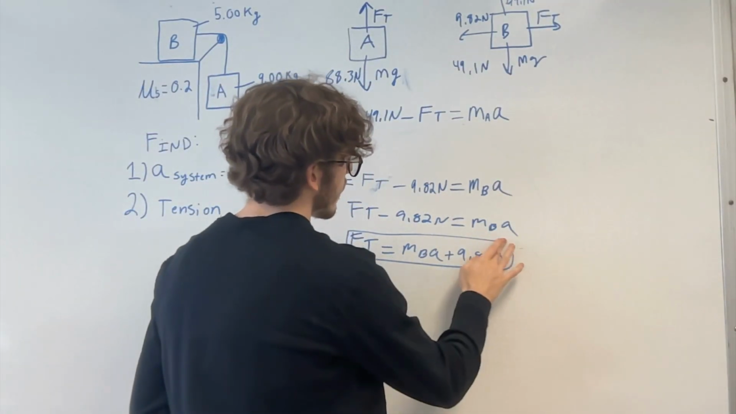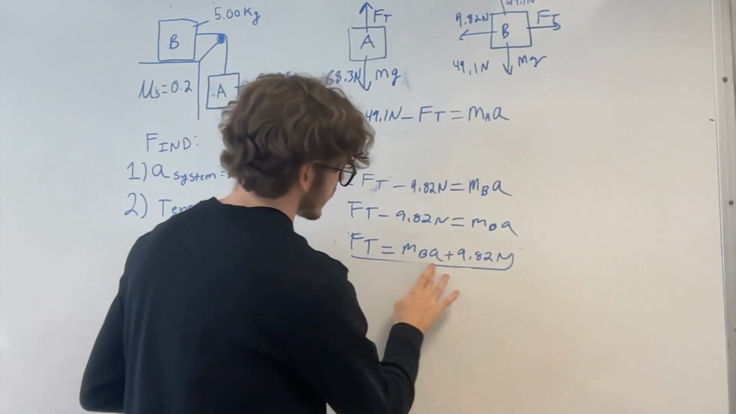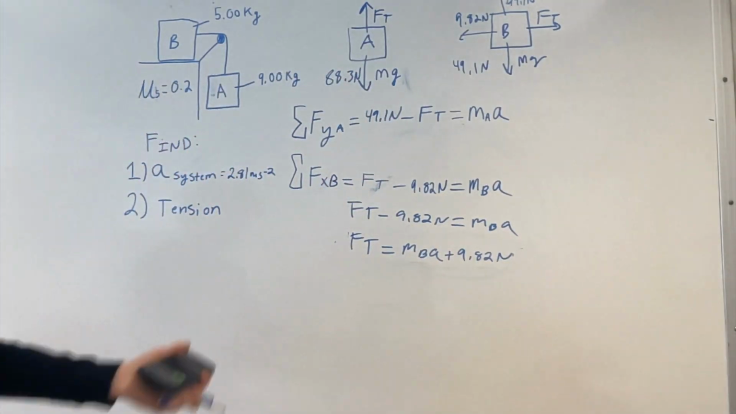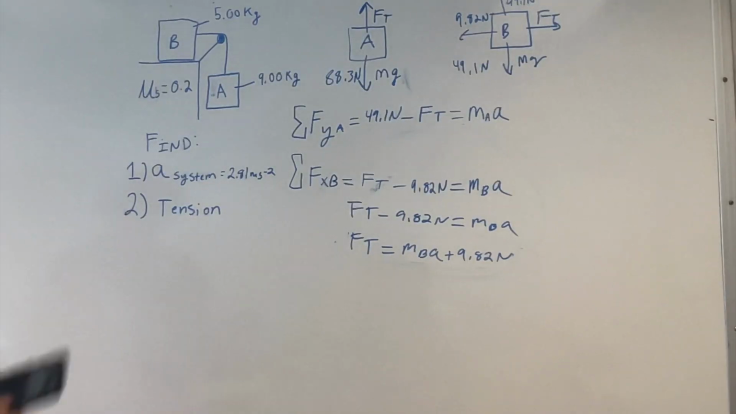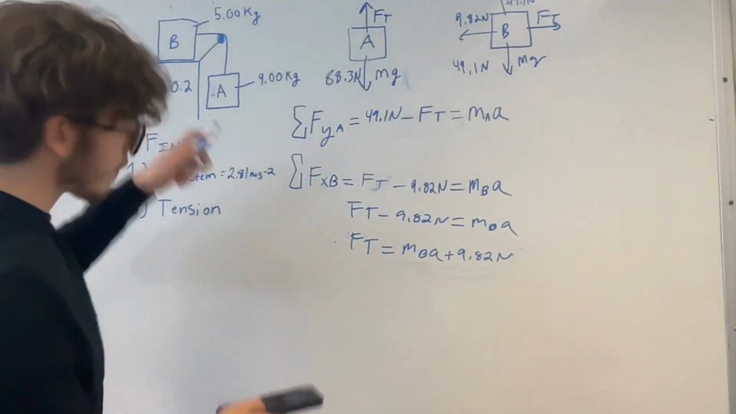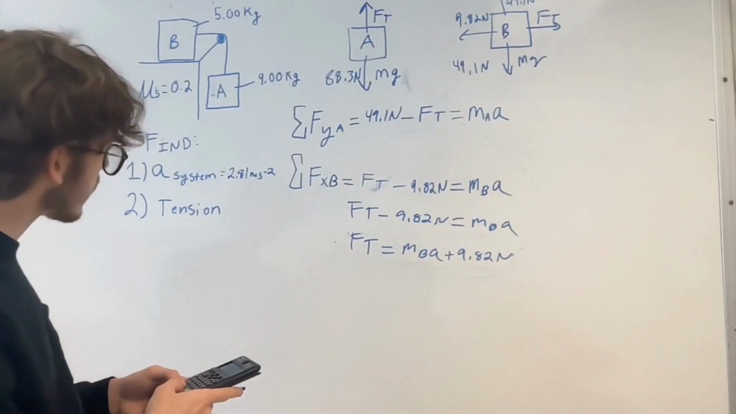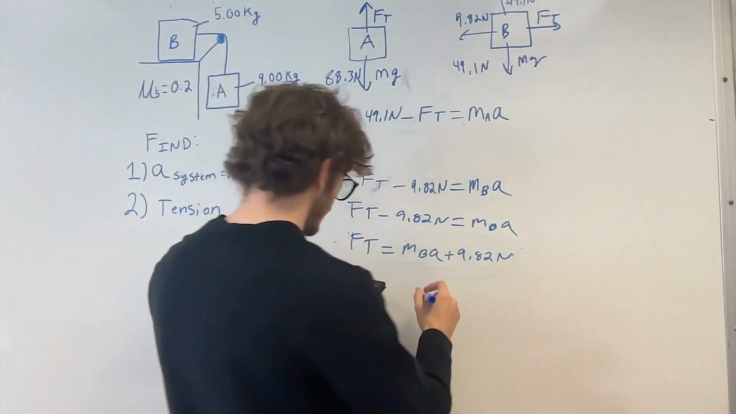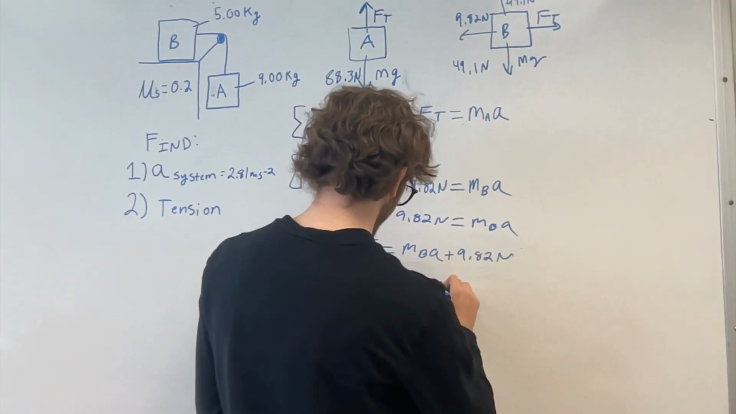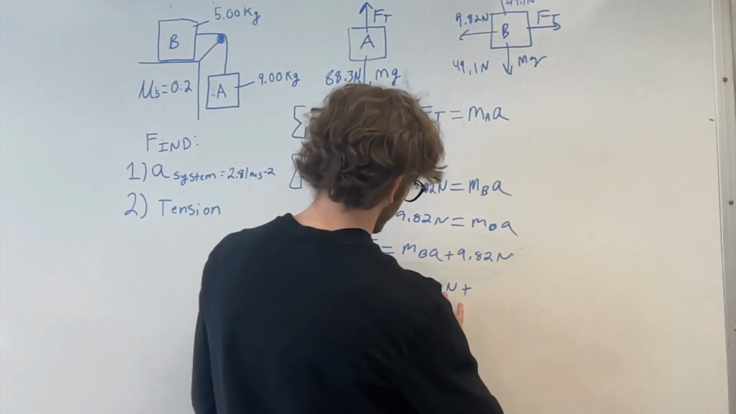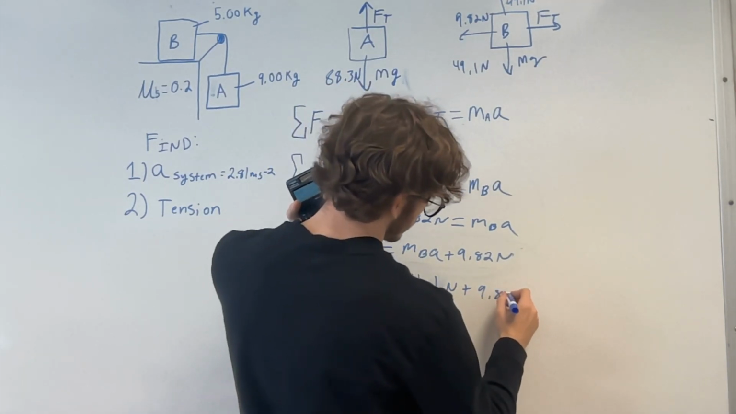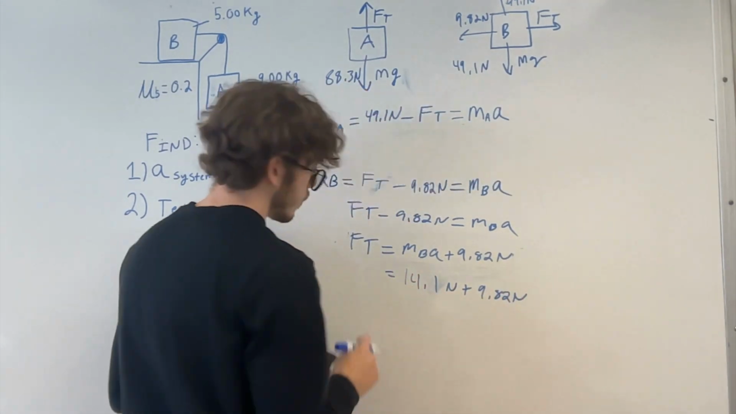So notice how we have our equation here that the force of tension is equal to mass B times acceleration. We know the acceleration now. We know all the variables to solve for tension. So let's go ahead and do it. Mass of B, 5 kilograms, times acceleration, 2.81 meters a second. That gives us a force of 14.05 newtons. And we're going to simplify it to 3 sig figs. 14.1 newtons plus the 9.82 newtons is equal to the force of tension.